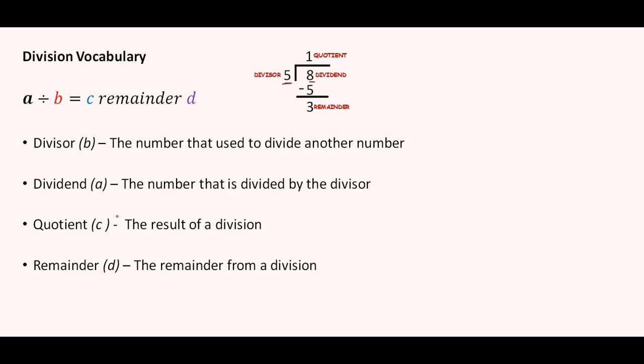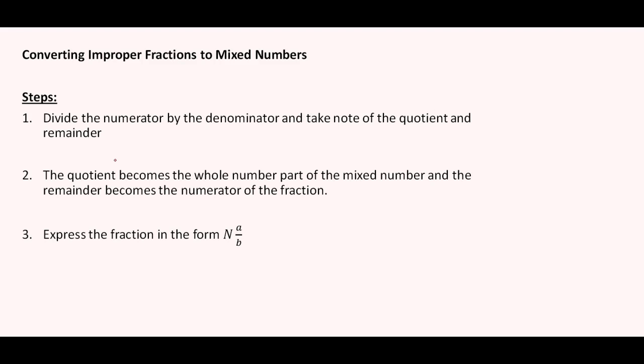Your quotient is the result of a division, and your remainder is the remainder from the division. You can see your quotient up here and your remainder down here. As we examine the steps, we'll find out why these terms are really important to understand. So let's look at the steps that we follow to convert improper fractions to mixed numbers.